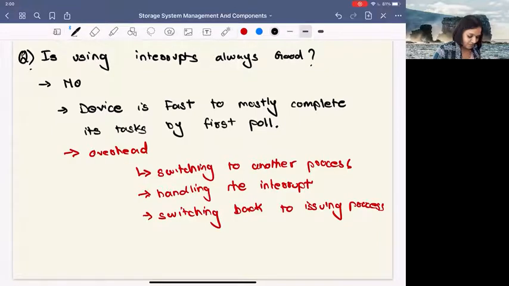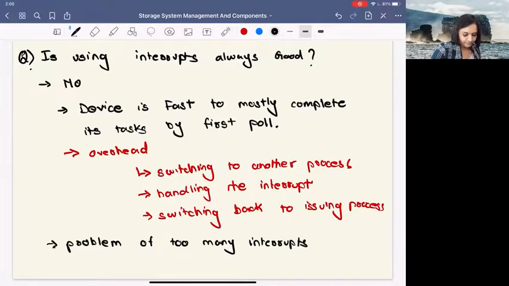So there is one more problem. What is it? The problem of too many interrupts. And too many interrupts could cause the problem of live locks.